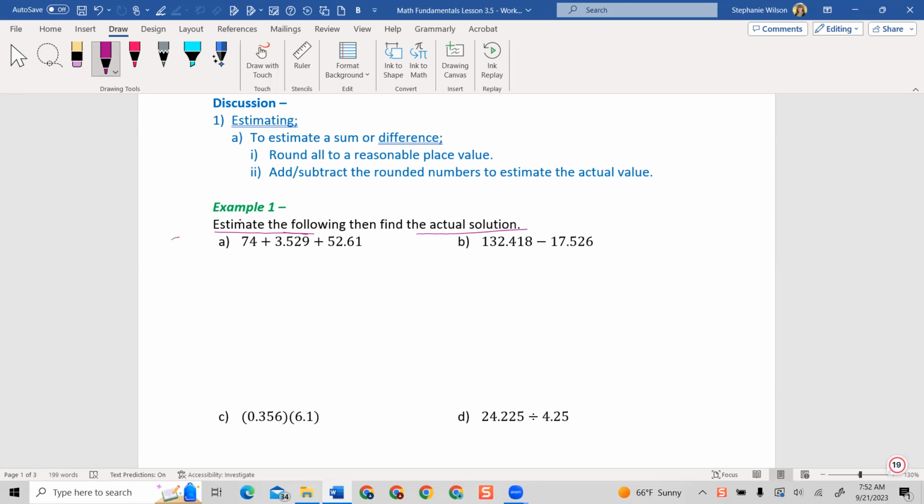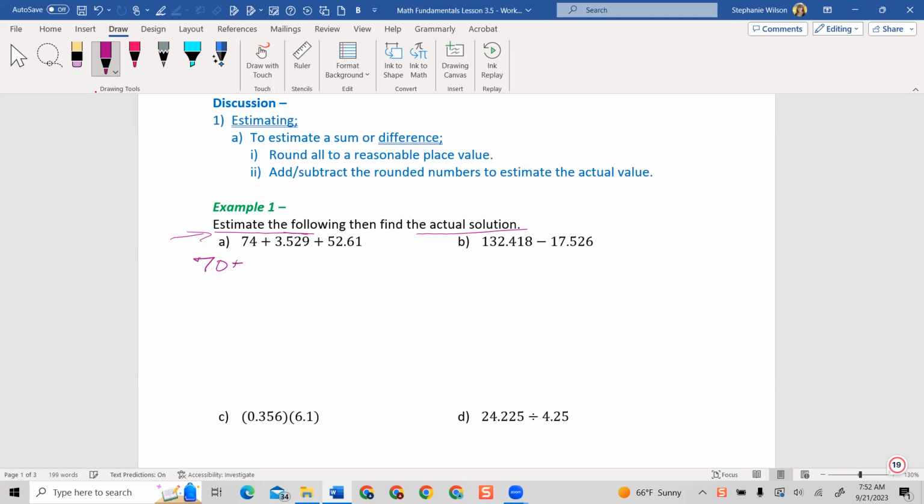So to do the estimate, we're going to round to the nearest outside number on each term. So let's look at this first term. The nearest outside number is the 7. And we look at the number behind it, which is a 4, and we ask ourselves a simple yes or no: is this 4 equal to or greater than 5? All it has to do is be either or. And in this case, my answer is no. So it's just going to be 70 because the 7 is not going to change, right?